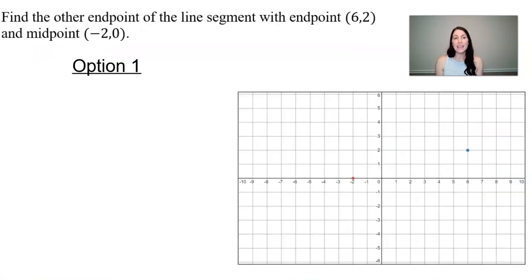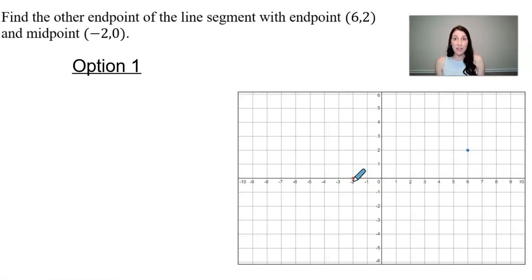However, what if we were given 1 endpoint and this time a midpoint? How would we find the other endpoint? So we're going to find the other endpoint of a line segment with endpoint 6, 2, as you can see right here on the coordinate plane, with a midpoint of -2, 0. I'm actually going to walk you through 2 options of how to do a problem like this.